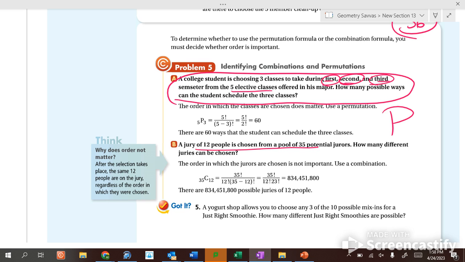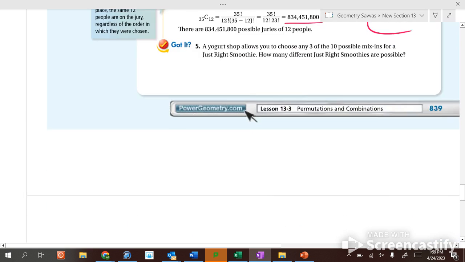A jury of 12 people is selected from a pool of 35. Does it matter juror number 1 versus juror number 2 versus juror number 3? If it doesn't matter the order, then it's a combination. So it'd be 35 combination 12, or 834,451,800 to pick 12 people from 35.